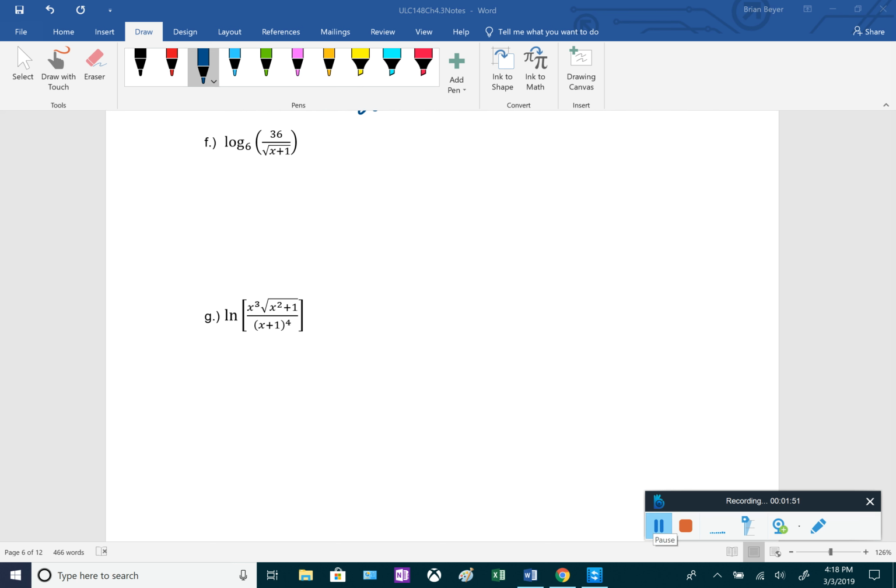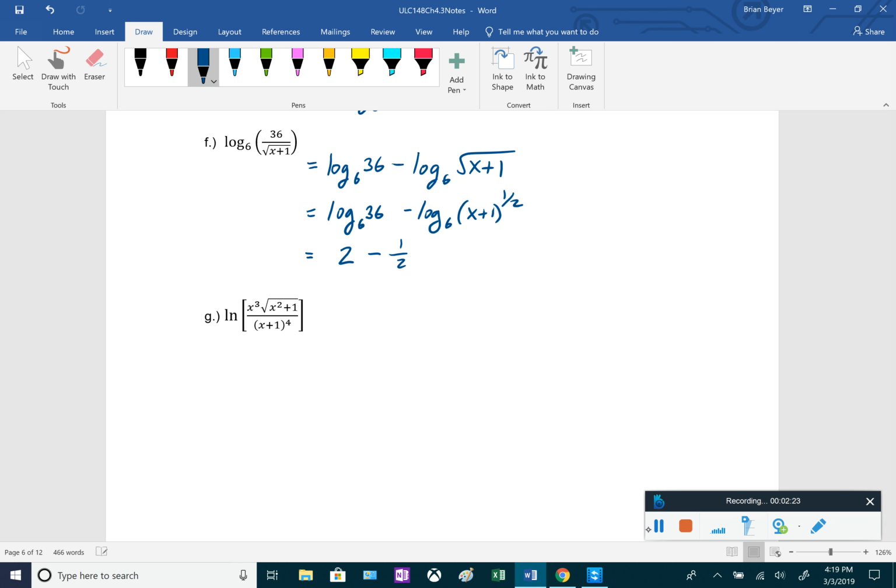log base 6 of 36 over the square root of x plus 1. So it's going to be quotient rule first, log base 6 of 36 minus log base 6 of the square root of x plus 1. So I'm just going to rewrite that square root as an exponent of 1/2. So log base 6 of 36 equals 2, because 6 squared is 36. I'm going to bring down the 1/2 exponent for the power rule for the second term, and this is our answer. So make sure you have parentheses around the x plus 1, because if you don't, technically it's something different.